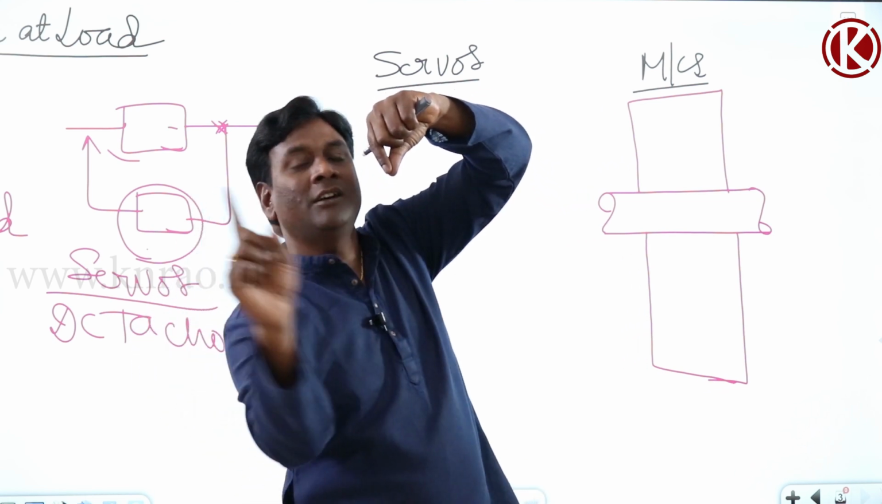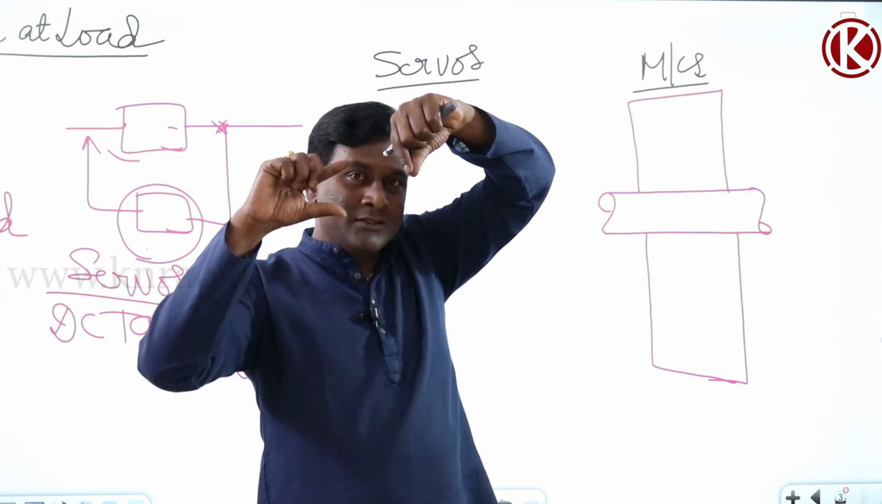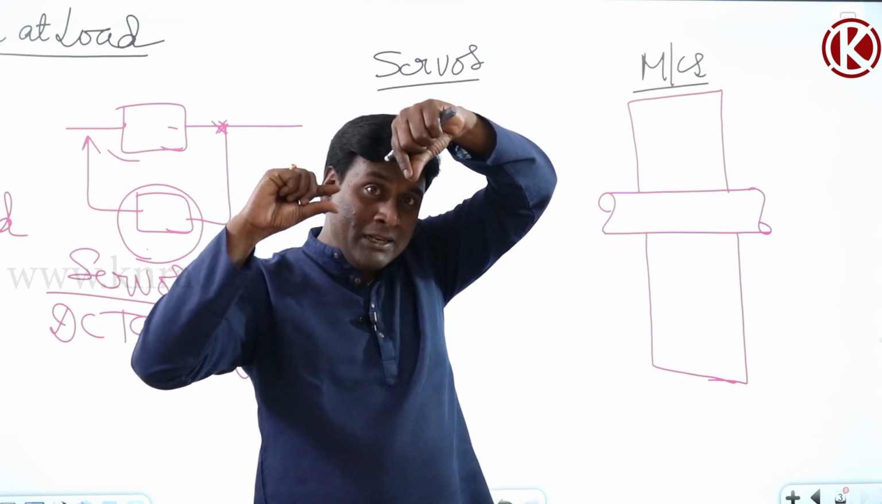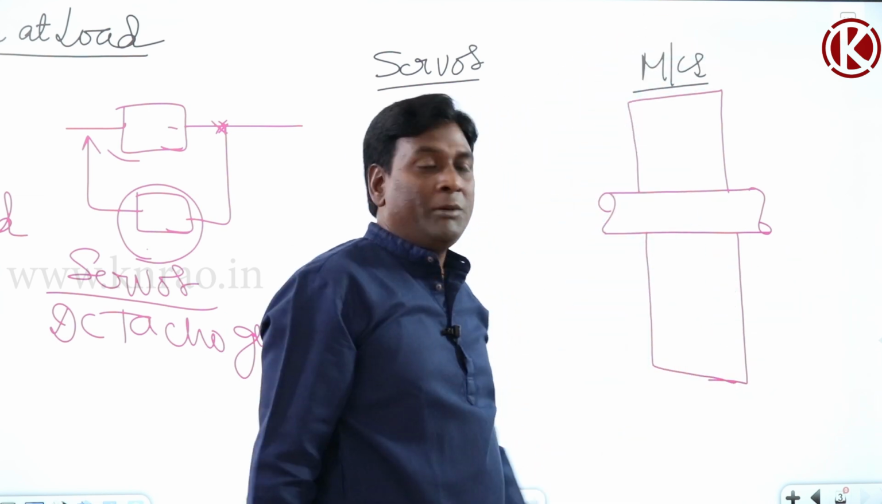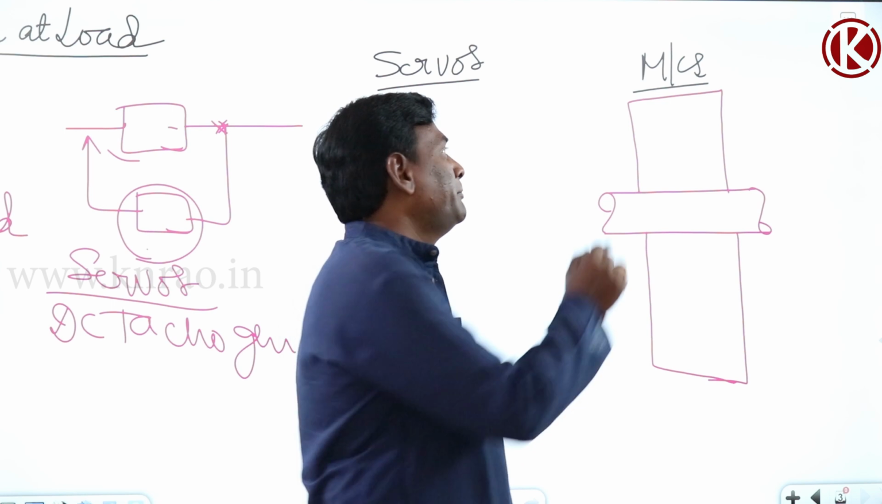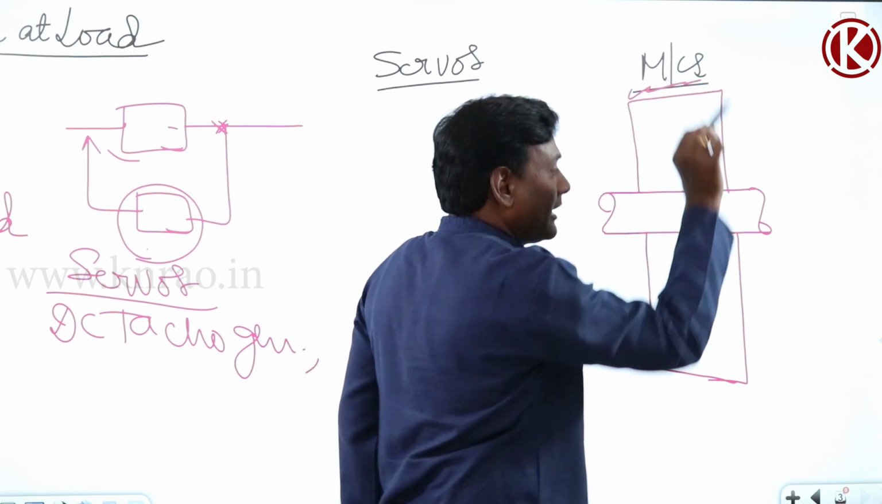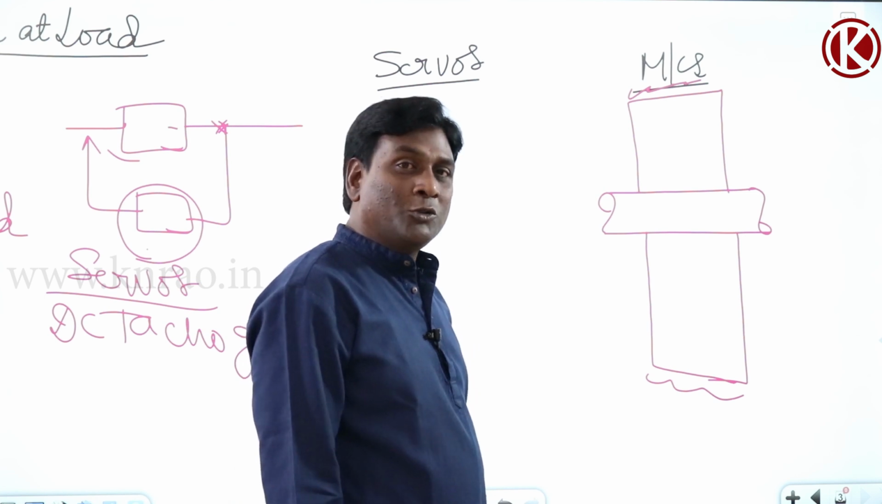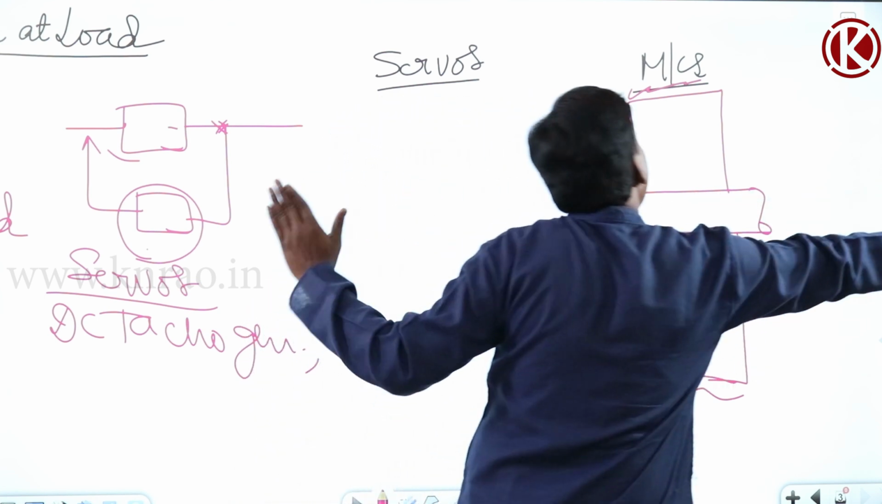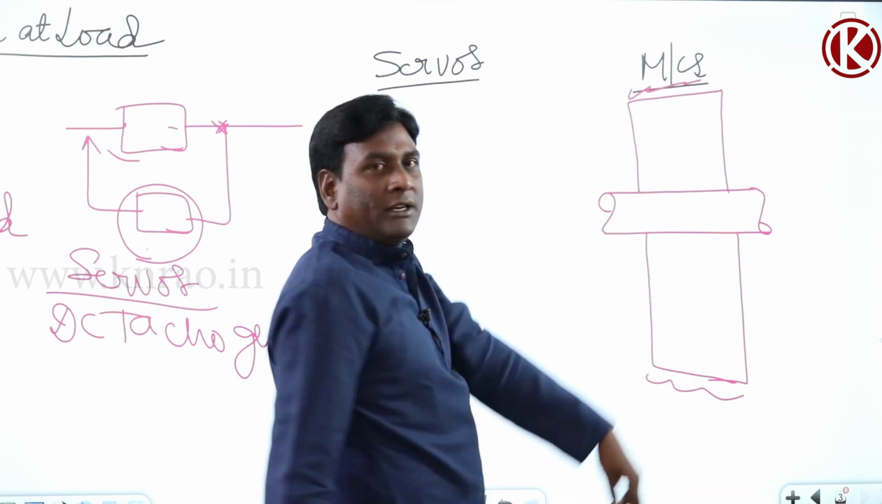So the diameter of the motor will be more, and the active length will be less. Active length will be less, diameter will be more. Then what will happen? The air around it will be the same. Otherwise, what you are supposed to do is increase the length of the shaft in order to reduce the diameter of the rotor.